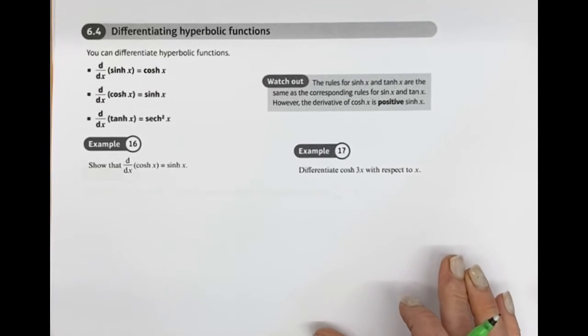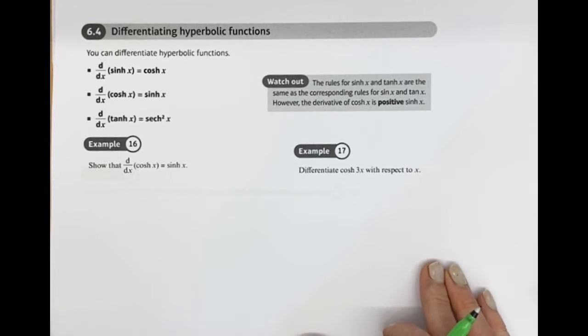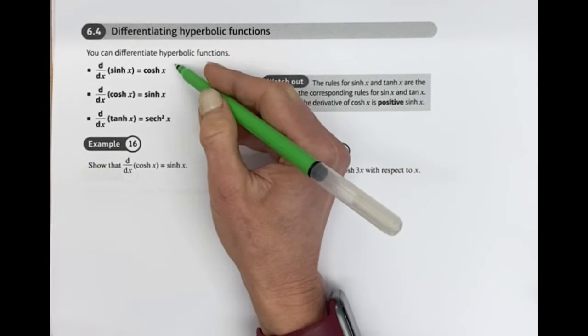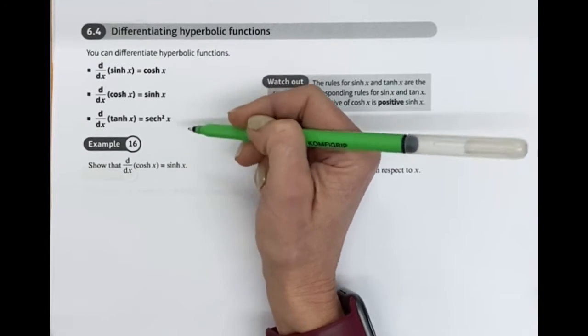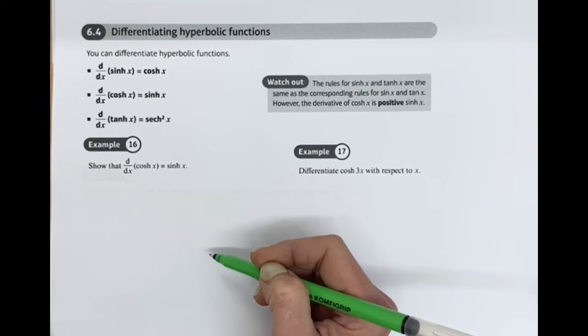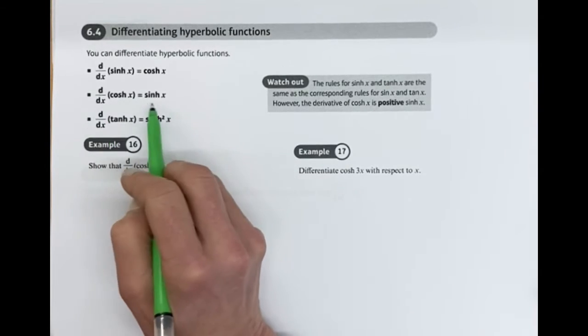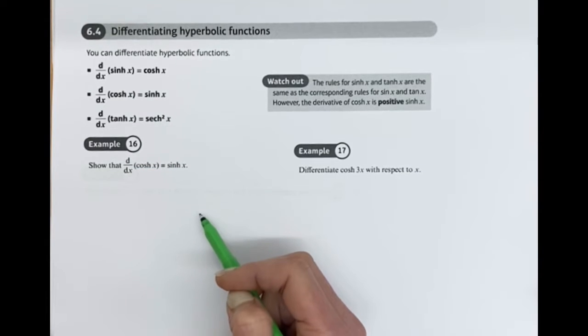Right, so differentiating hyperbolic functions. Here are the results. We differentiate sinh, it differentiates to cosh, which differentiates to sinh, and tanh, which differentiates to sech squared. These results are very similar to your trigonometric results, except they are all positive. They are exactly the same, apart from the derivative for cosh being positive.